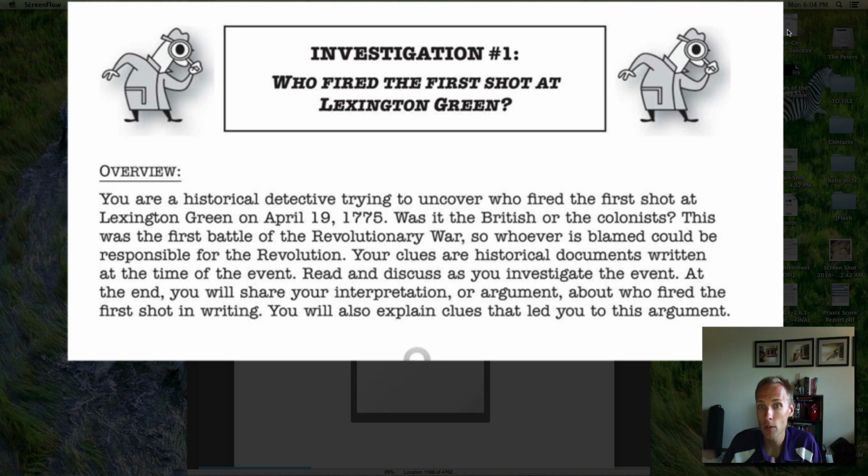Was it the British or the colonists? This was the first battle of the Revolutionary War, so whoever is blamed could be responsible for the revolution. Your clues are historical documents written at the time of the event. You will read and discuss as you investigate the event. At the end, you will share your interpretation or argument about who fired the first shot in writing. You will also explain clues that led you to this argument.